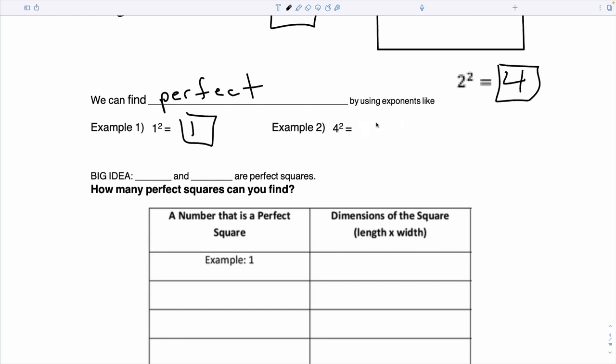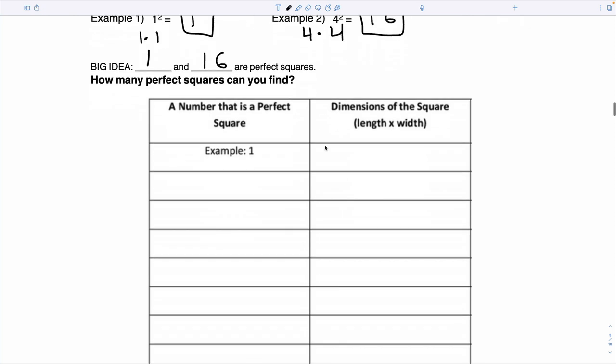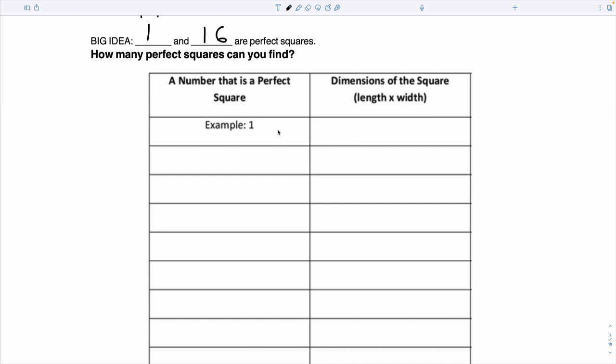4 squared is a perfect square. It's 16. 16 is a perfect square. Big idea. 1 and 16 are perfect squares because you can multiply them by a whole number twice. I just gave you about 3 of them.